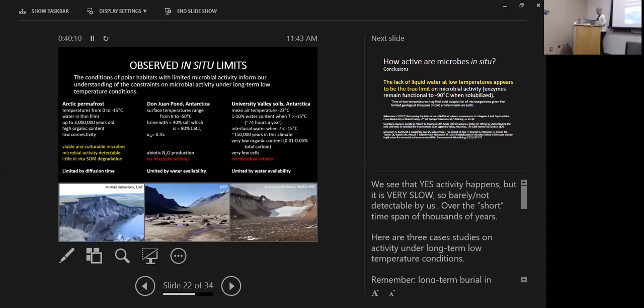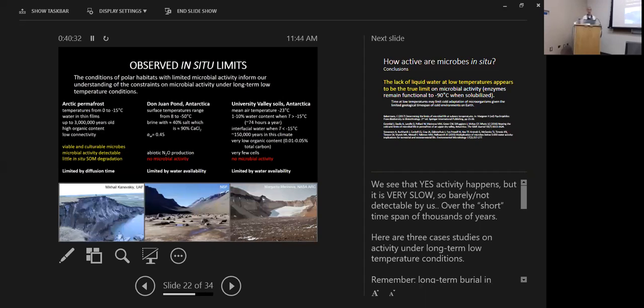But this pond remains liquid year-round despite temperatures all the way down to -50 in the winter, because it is a brine. There's about 40% salt in this water, and about 90% of that salt is calcium chloride. So that's how it can remain liquid at these super low temperatures. Of course, that means there's not a lot of water available for microorganisms in that brine.